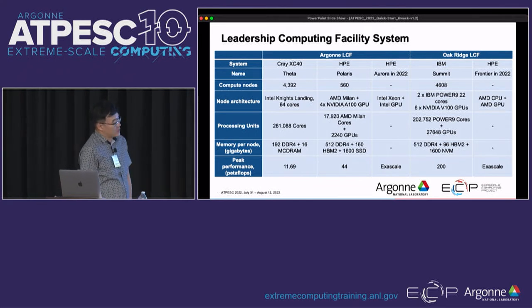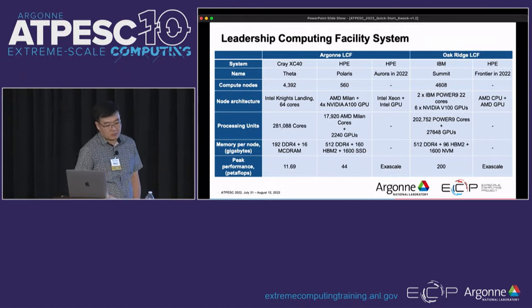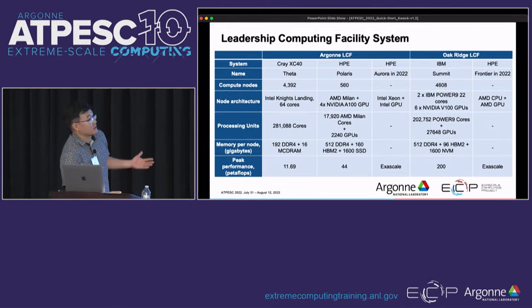On the OLCF system, we have the IBM Summit system, which is one of the most powerful GPU systems at the moment. It has more than 4,000 compute nodes, and the node architecture is the same as Ascent. So two Power9 processors plus six NVIDIA V100 GPUs. The overall number of GPUs is more than 27,000. Each node has 512 GB DDR4 memory and 64 GB HBM2 memory, and I believe 16 GB HBM2 memory per GPU. Each node has 1.6 terabytes NVM storage, and its theoretical peak is 200 petaflops.